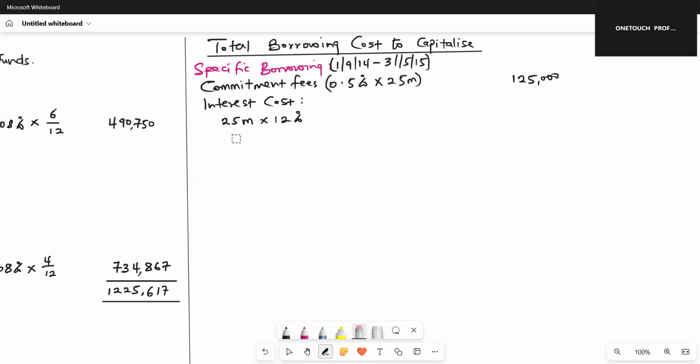This one will be from, let me add the date. So from 1st September 2014, when we made the first payment. So let's say up to 31st January 2015. That one, the interest will be 5/12 times 25 million times what? 12%. Do you agree?